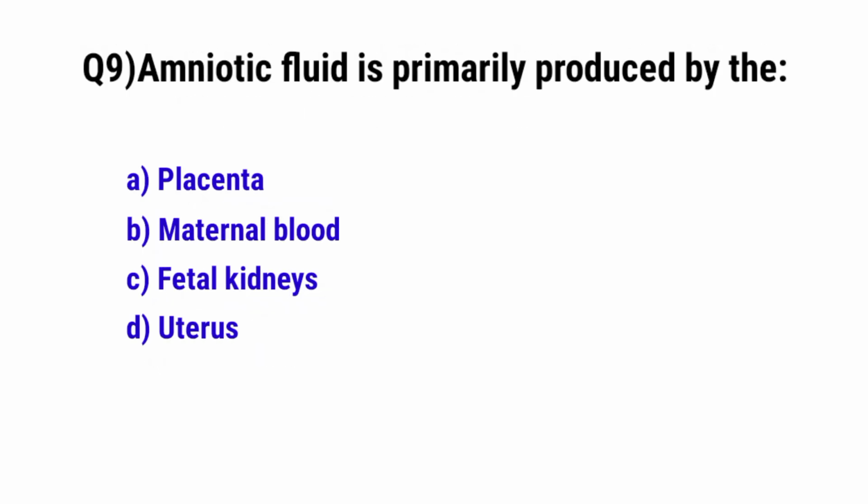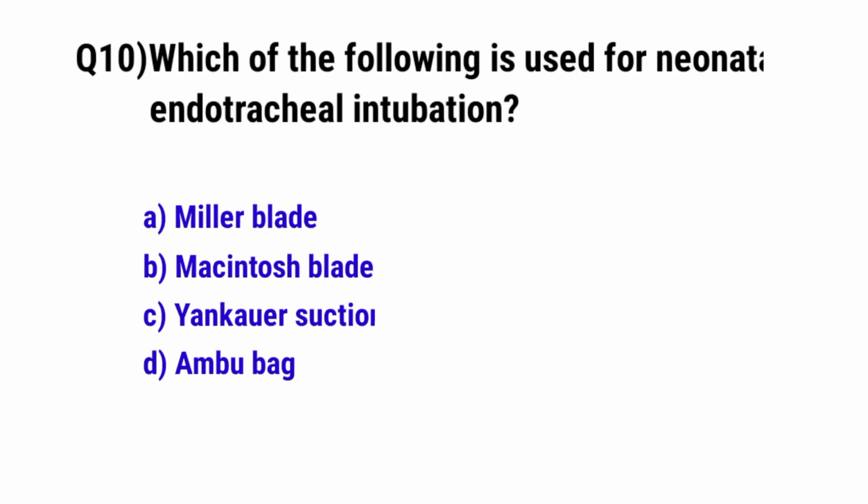Question number 9. Amniotic fluid is primarily produced by the? The correct option is C. Fetal kidneys. Question number 10. Which of the following is used for neonatal endotracheal intubation? The correct option is A. Miller blade.